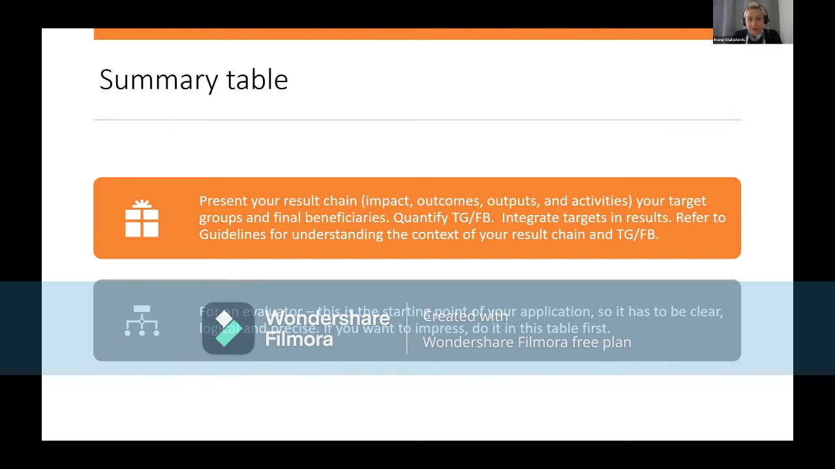But take into account that for an evaluator, this summary table is the first starting point of your application. So you should put a lot of effort there to present everything that you plan, what your intentions are, and to be clear, logical, and precise. If you want to impress, do it in this summary table first. This is the first impression, and sometimes it is quite important.